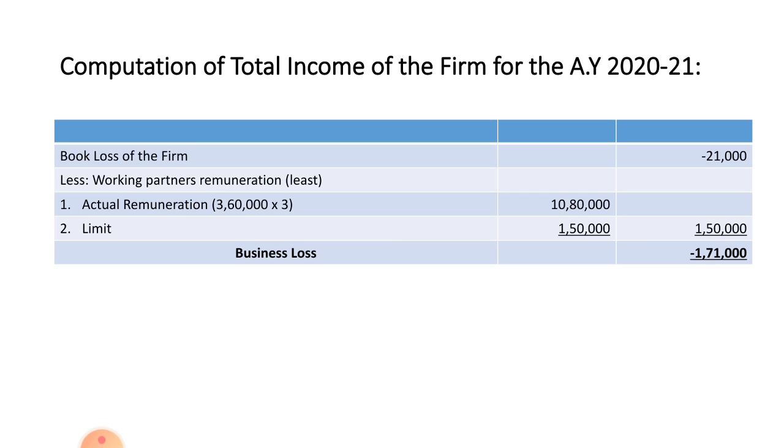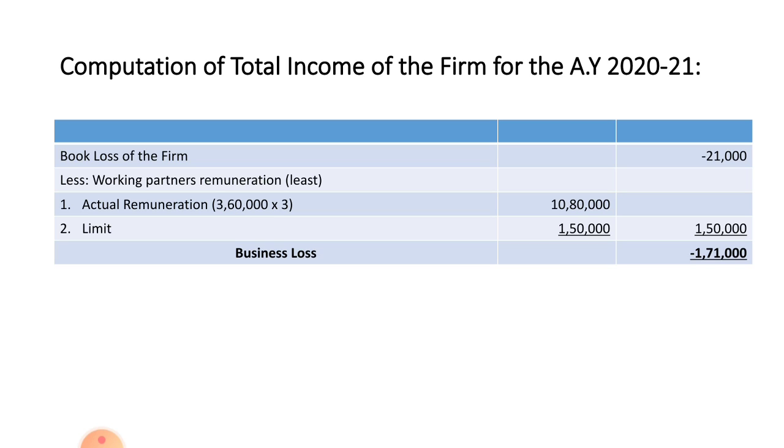Next you have to calculate total income or book loss. Here total income or book loss or book profit is one and the same, because no other income is given in the problem other than business income. So, first you have to write book loss of the firm, that is minus 21,000. From that you have to deduct working partners' remuneration, that is the least of the following, that is actual remuneration of 3 partners 3,60,000 into 3, 10,80,000, or statutory limit 1,50,000, whichever is less you have to consider. So, statutory limit is less, so you have to consider that. When you deduct that from the book loss, your business loss increased by 1,50,000. Now, your business loss amounts to rupees 1,71,000, because already a book loss of 21,000 was there.